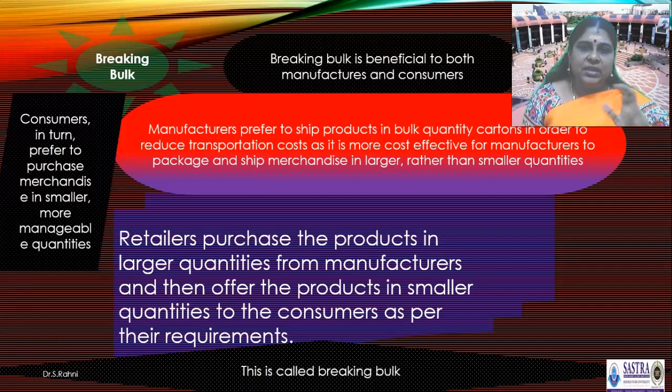And the second function is breaking bulk. The next thing he will do, after assorting everything, is that he will sometimes have it in a very bulk quantity that he has to break out and give to various people. Breaking bulk is beneficial both to the manufacturers as well as to the consumers. When a customer buys a single lot directly from the manufacturer, he may not get the lot at a cheaper rate.